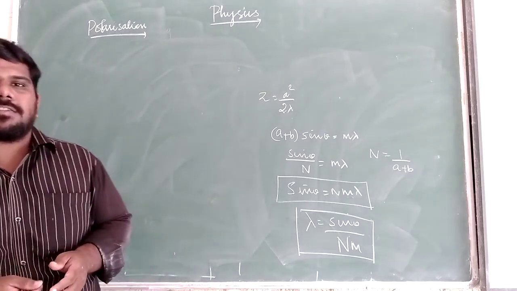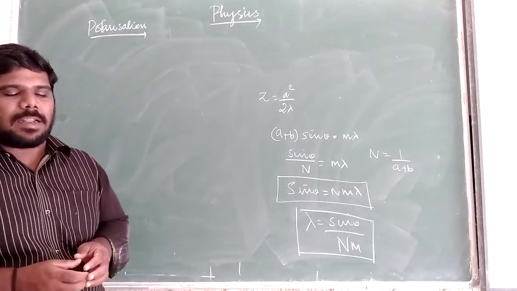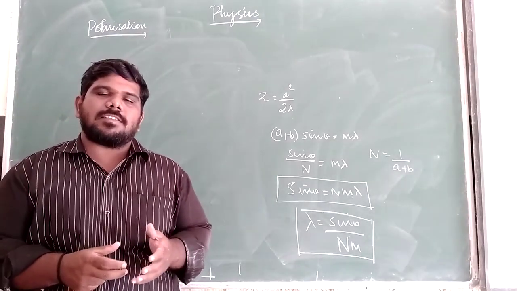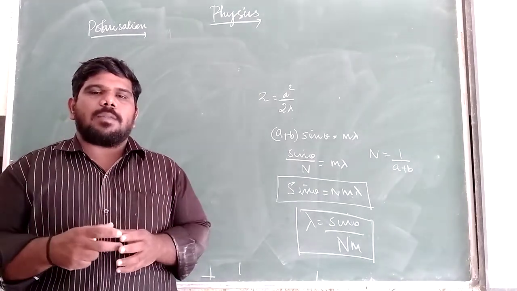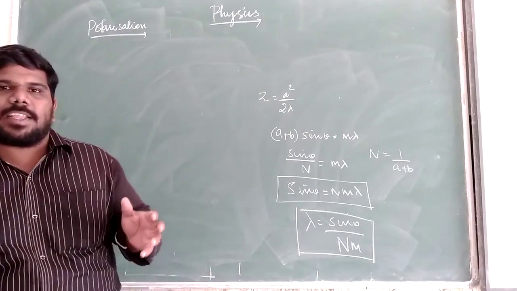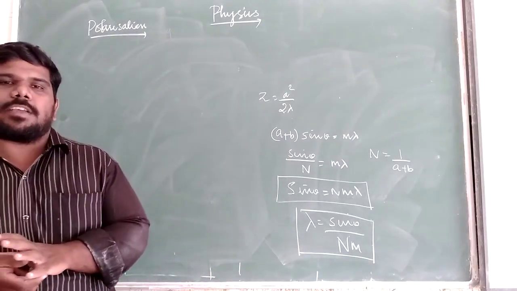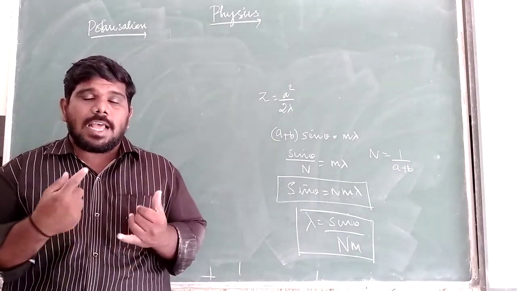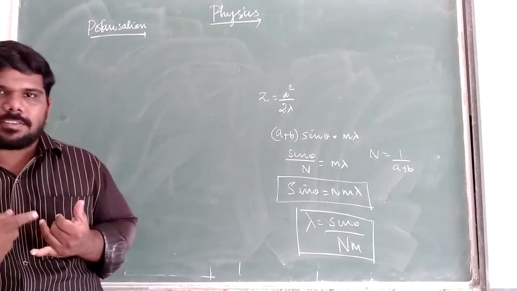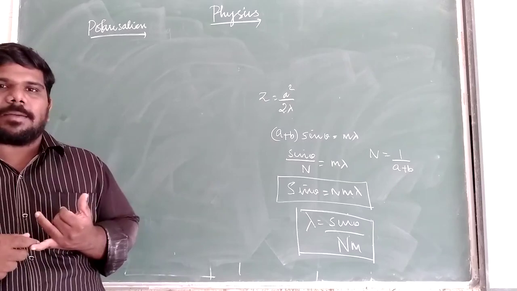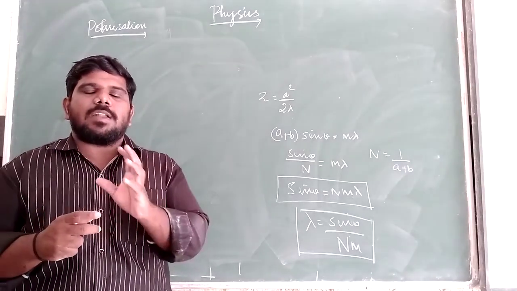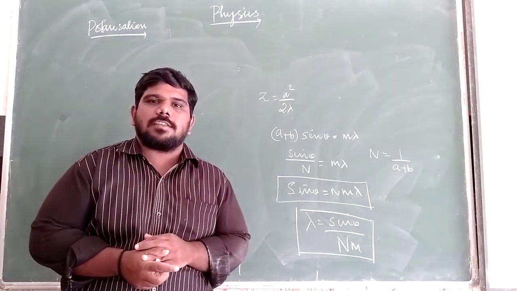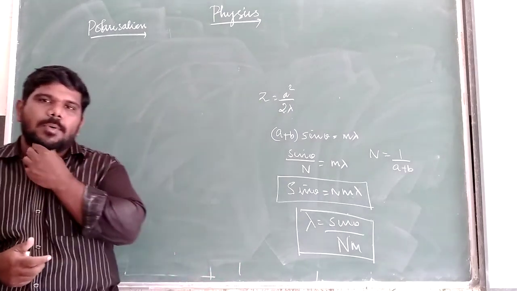Then we see plane polarized light and unpolarized light. Unpolarized light is a transverse wave in which the light vibrates in all directions perpendicular to the direction of propagation. Then it is called unpolarized light. Light is said to be polarized when it vibrates in one direction perpendicular to the direction of propagation. Then it is called polarized light.